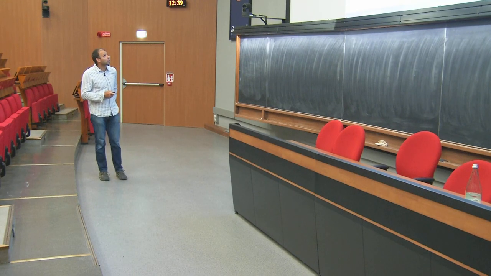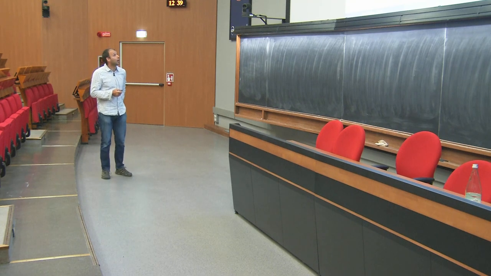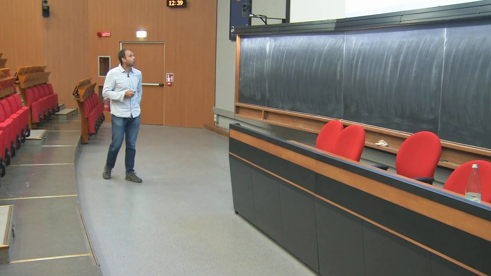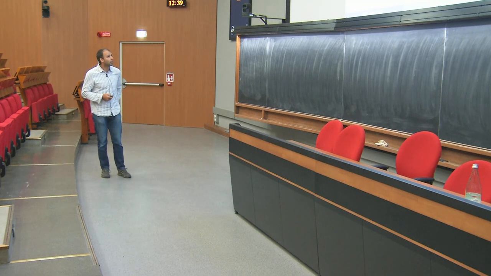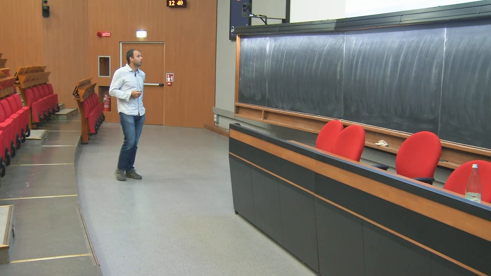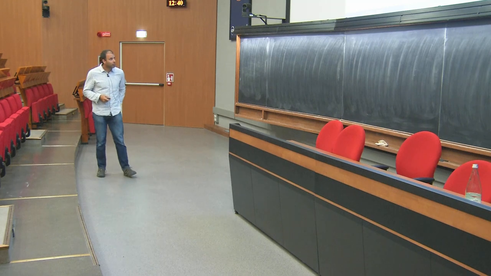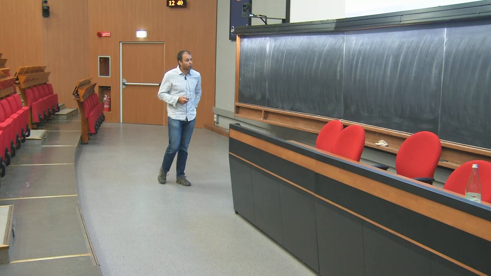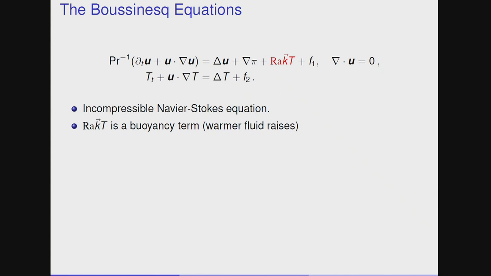All right, so I'm going to talk about the Boussinesq system. It's a system which is coupled Navier-Stokes equation with the heat equation. And as usual, there is a usual notation about the gradients and Laplacians. What's important is U, as usual, for the fluid flows is velocity, pi is the pressure, and T is the temperature. So this is a thermal motion of a fluid, so imagine that you have a, well, I'll explain it in the next slide.